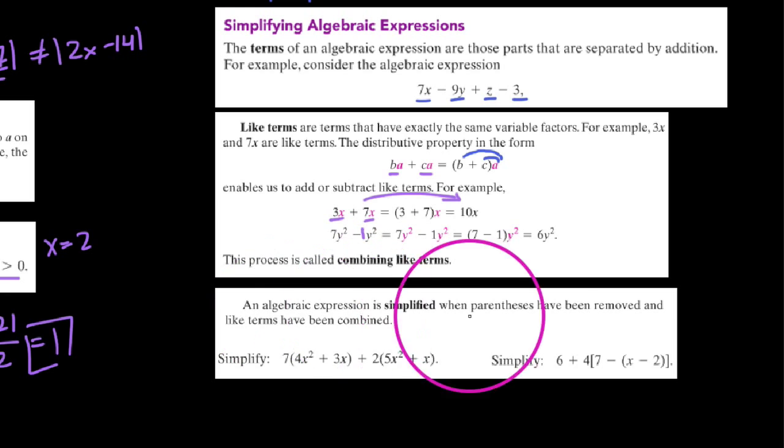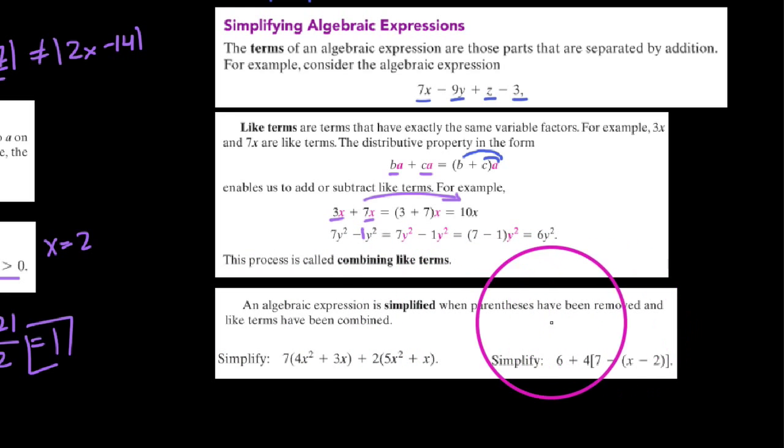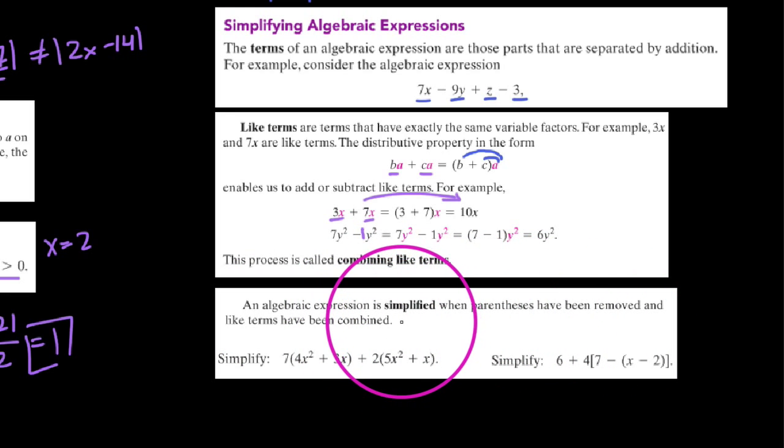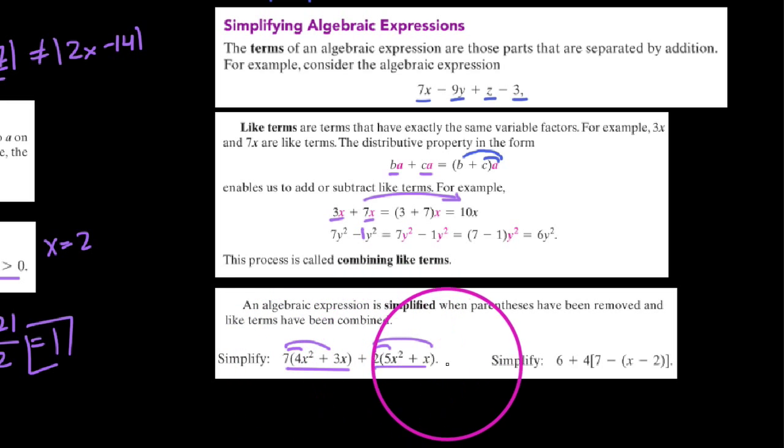So let's go ahead and finish this video. We're going to go ahead and simplify these expressions here. We also say that simplification occurs when you've removed all parentheses. So looking at this, I'm going to start by distributing on both of my terms here. I have 2 terms separated by addition.